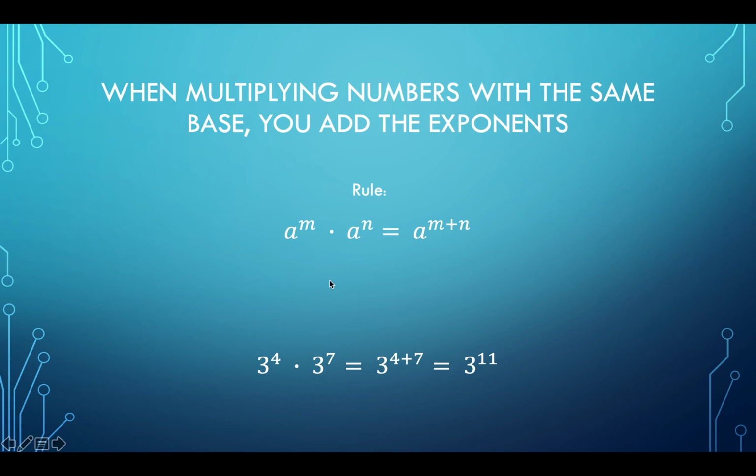Let's demonstrate that with some numbers. 3 to the 4th times 3 to the 7th is the same as doing 3 to the 4 plus 7. Now we add these exponents. 4 plus 7 gives us 11, so your answer would be 3 to the 11th power.